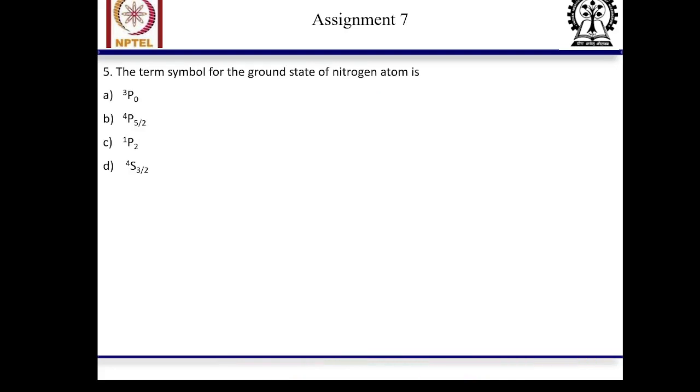Question number 5 is: what is the term symbol for the ground state of the nitrogen atom? 3P0, 4P5/2, 1P2, or 4S3/2. Can you just write in the chat box? I will wait for 30 seconds and then I will go and explain how it comes.